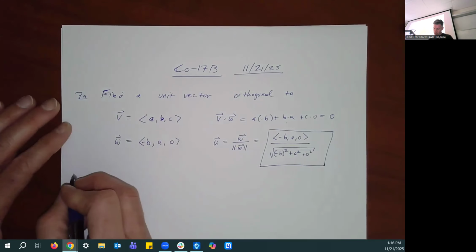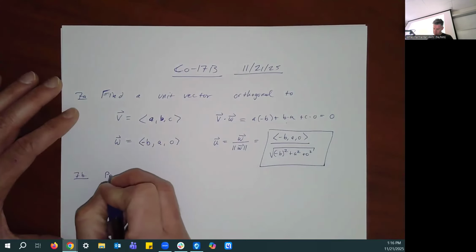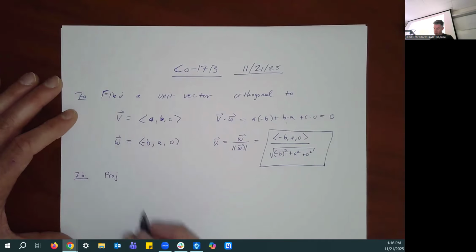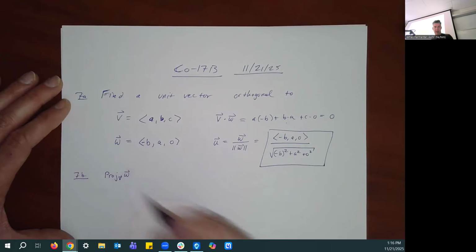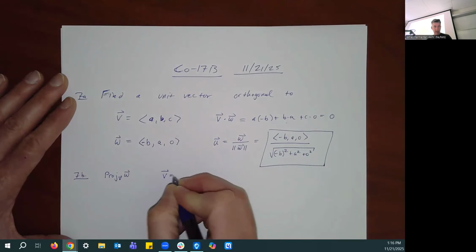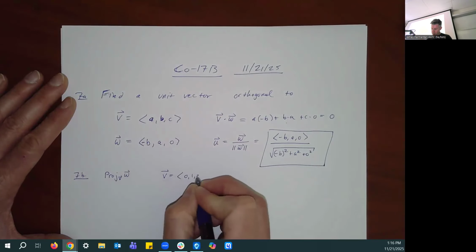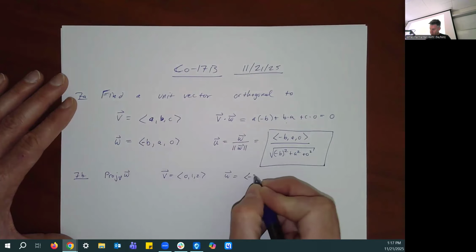So for 7B, the problem says: using the vectors from problem 6A, find the projection of W onto V. I'm going to write down the projection first. Be careful here: projection of W onto V means W is up here and V is down there. W is onto V. Then let's write down what W and V are from problem 6A. The vector V is the vector 0, 1, 2. The vector W is negative 2, 0, 4.